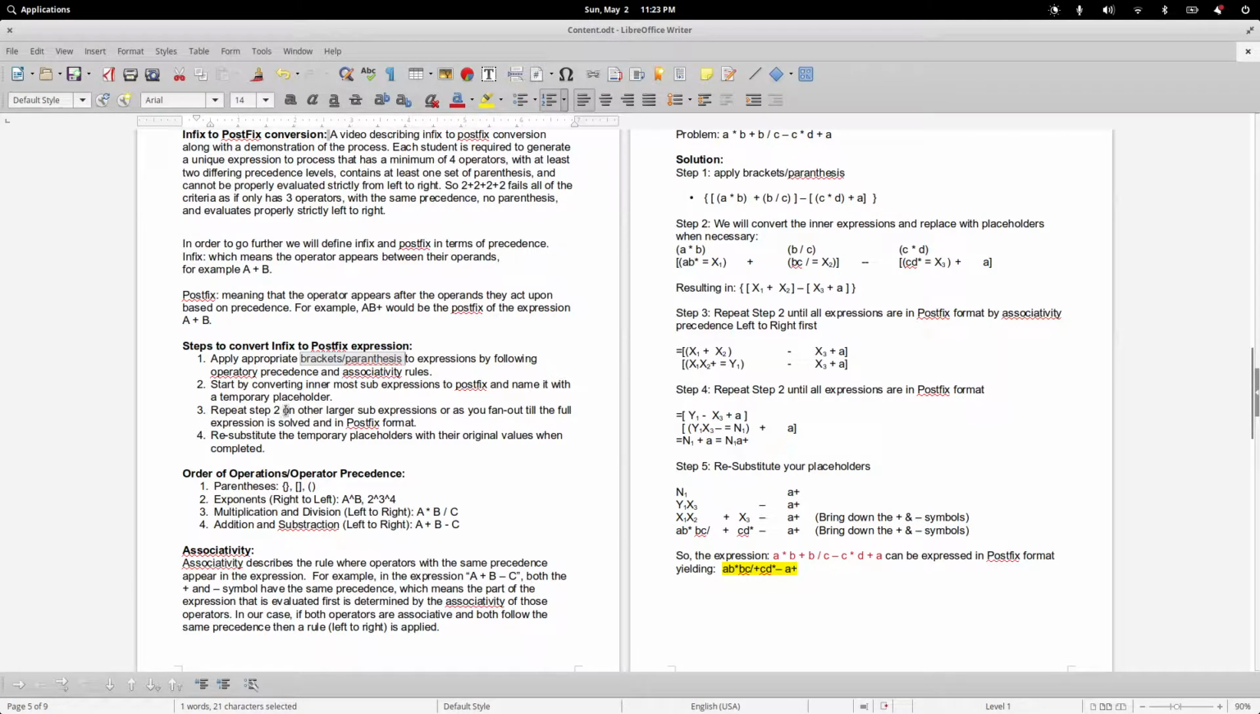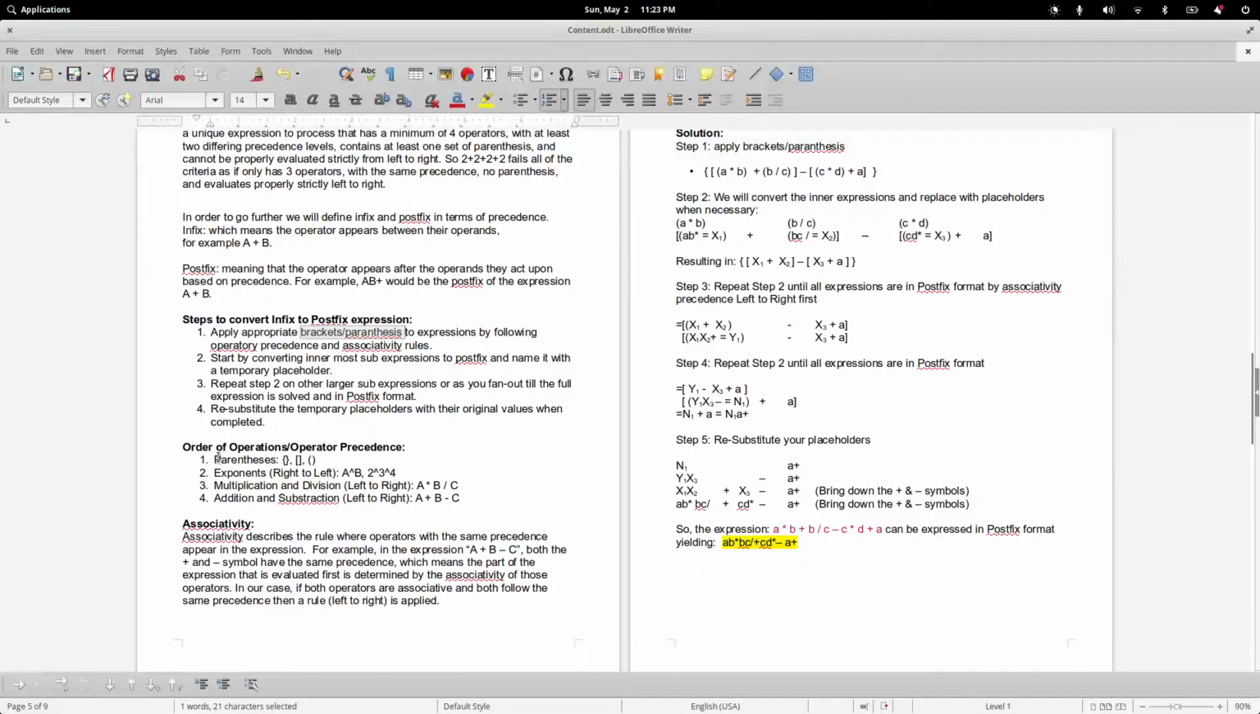Step 3, repeat step 2 on other larger sub-expressions, fanning outwards until you solve the whole expression and convert it to postfix format. And step 4 is to resubstitute the temporary placeholders with the original values when you're completed.